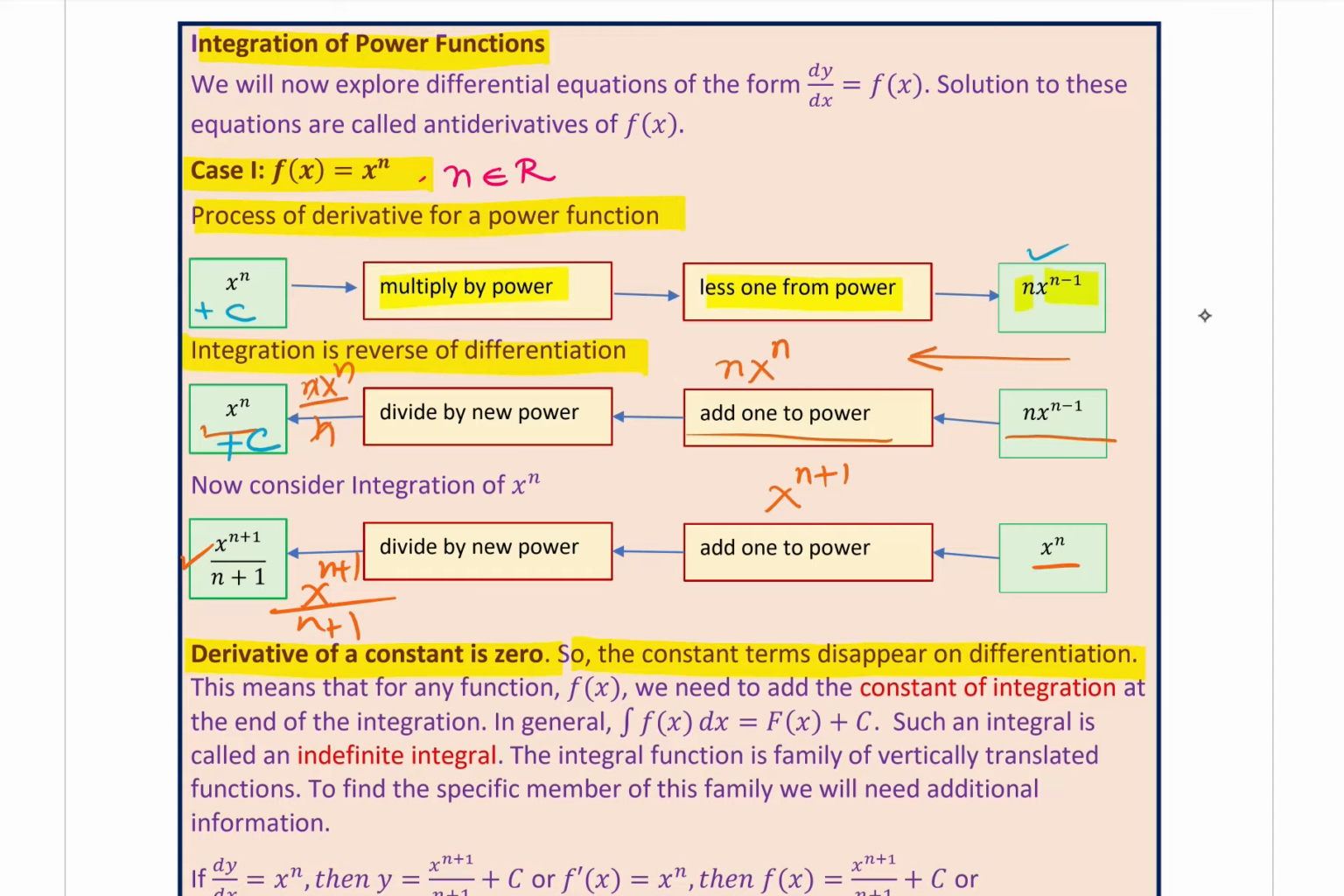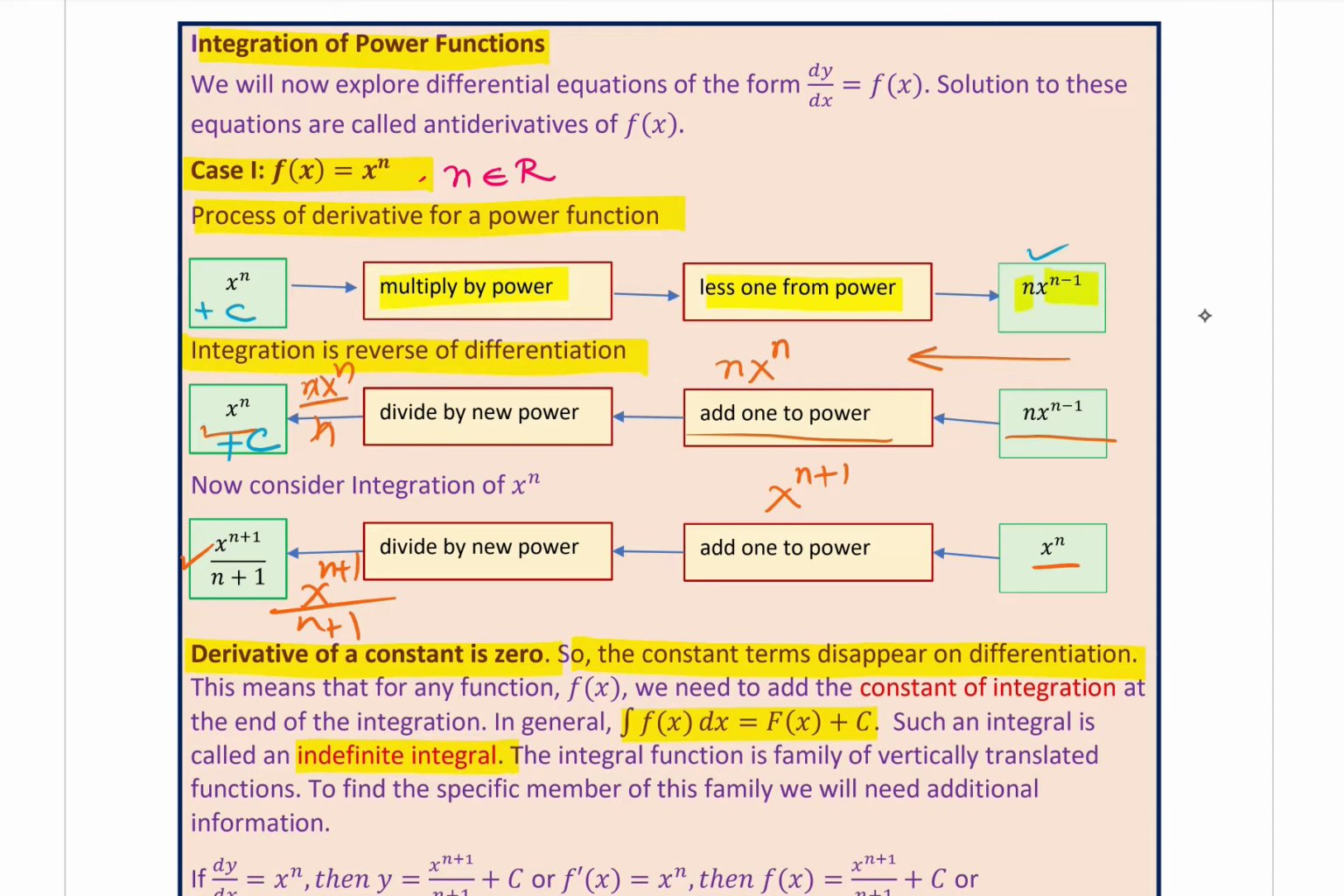So the derivative of a constant is 0, so the constant term disappears on differentiation. This means that for any function f of x, we need to add the constant of integration at the end of the integration. In general, if you have the integral of f of x dx equals, it will always be a function plus c. So the integral will always be a function plus a constant. Such an integral is also called an indefinite integral.